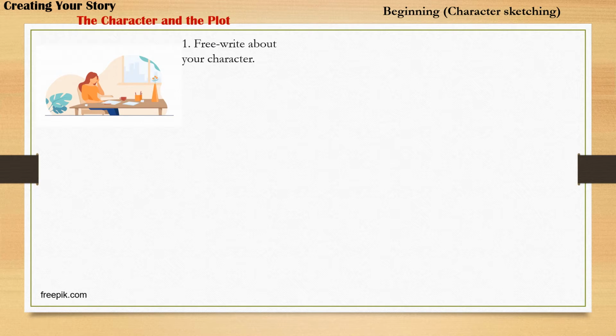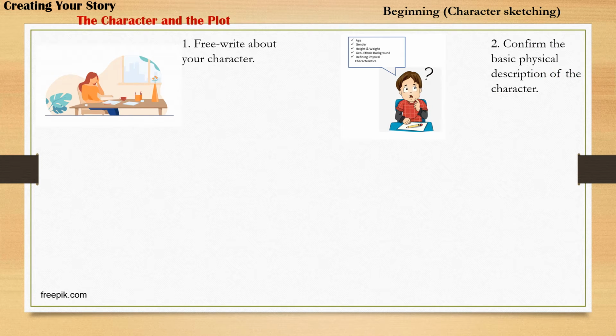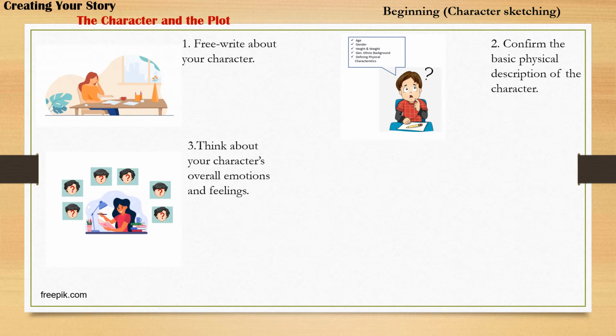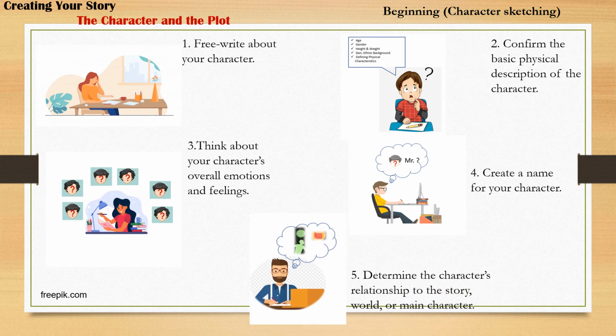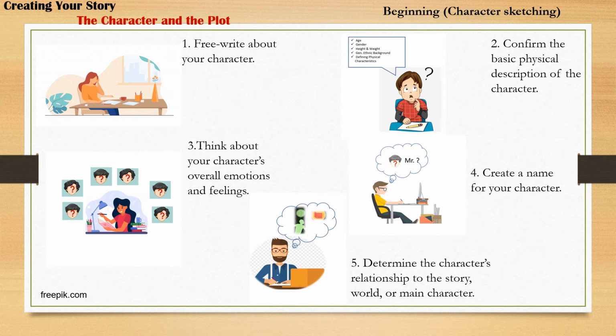First, free write about your character. You have to think of a physical appearance and other characteristics you want to use. Let your imagination run in the character that you want to include in the story. Second, confirm the basic physical description of the character. Next, think about your character's overall emotions and feelings. Create a name for your character, and then determine the character's relationship to the story, world, or main character.